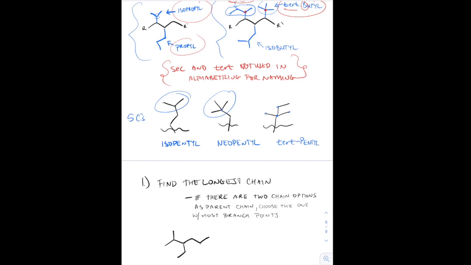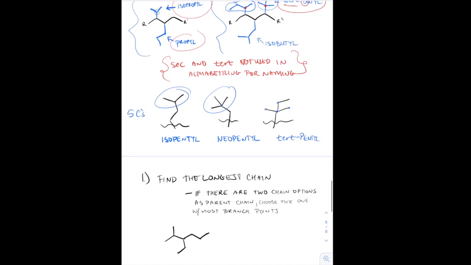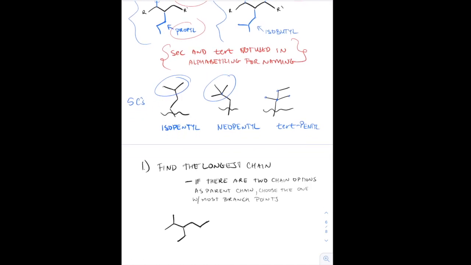So if there are 2 chain options as the parent chain, you want to choose the one with the most branch points. So what do we mean by that? Well, let's take a look. We've got a structure here, and what we want to do is try and figure out where the longest chain is. You might feel inclined to just go straight from left to right, but don't. That might work a lot of the time, but structures are intentionally drawn differently, so that way it forces us to look more clearly. So let's take a look.